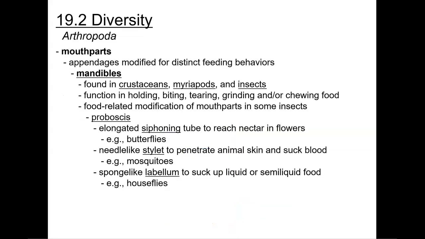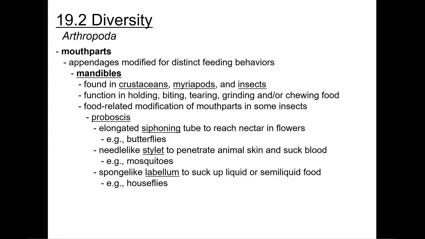When looking at the mouth parts, these appendages are modified for distinct feeding behaviors. You have mandibles, which are found in crustaceans, the myriapods, and insects. They function in holding, biting, tearing, grinding, and/or chewing food. The food's going to be related to modifications of mouth parts in some insects.